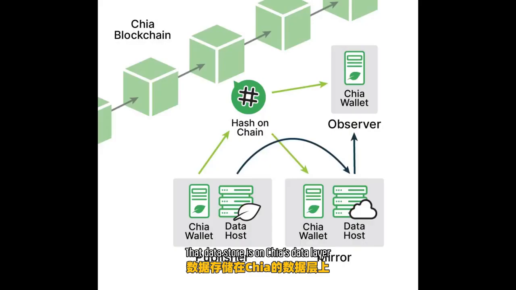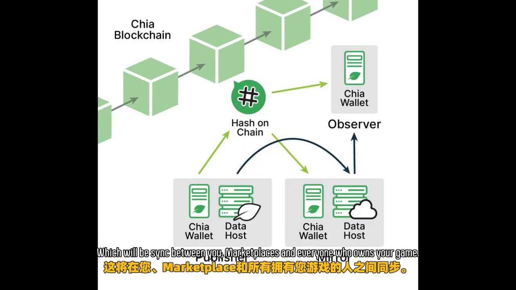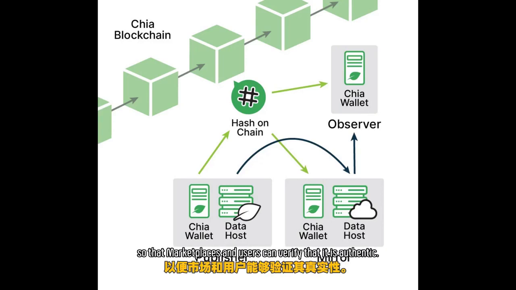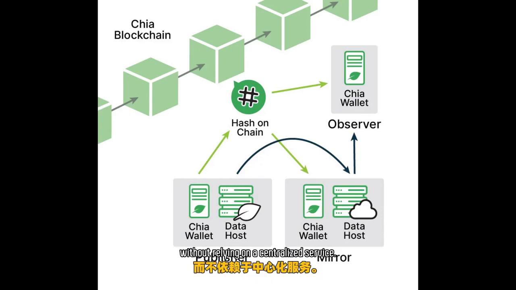That data store is on Chia's Datalayer, which is basically a distributed database that allows you to create a data store locally that only you can update, which will be synced between you, marketplaces, and everyone who owns your game. The data is hashed and verified by the blockchain so that marketplaces and users can verify that it is authentic. This is how all information about your game will be stored and distributed every time you update your game without relying on a centralized service.